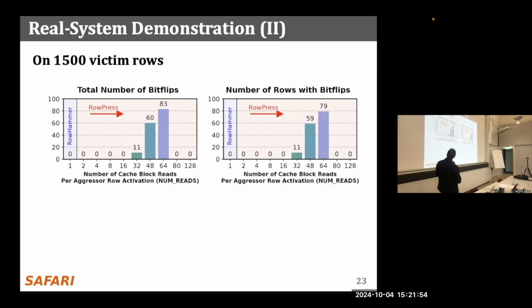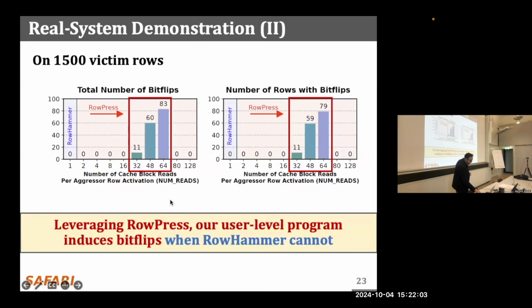As you go from left to right, first you don't have any bit flips, and then after some point you start seeing bit flips. Basically, by leveraging RowPress, our system induces bit flips that you cannot flip using RowHammer.